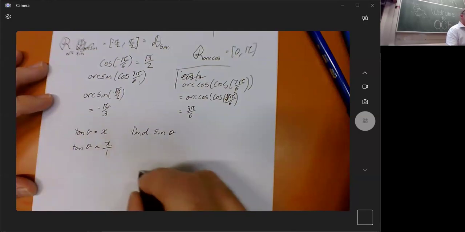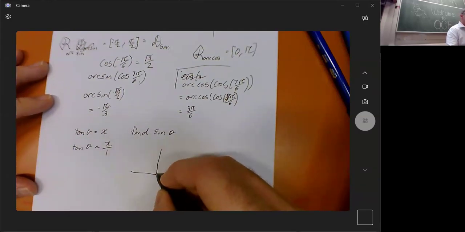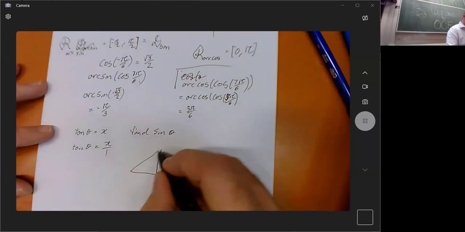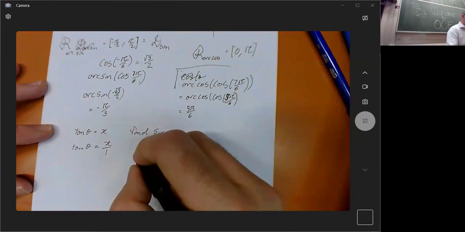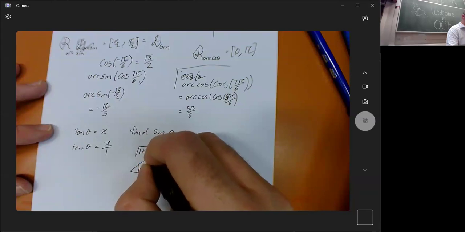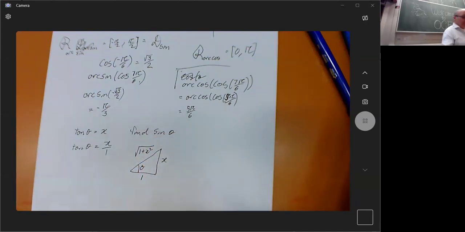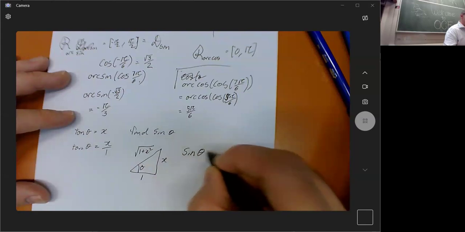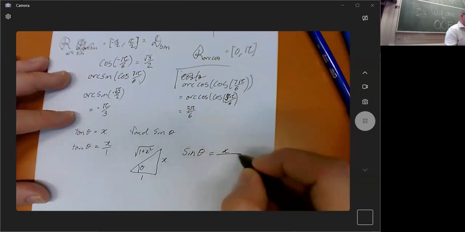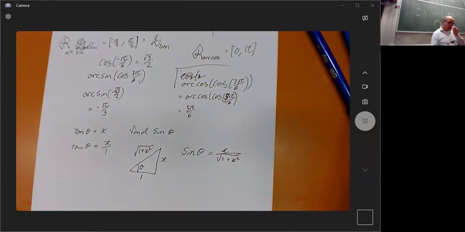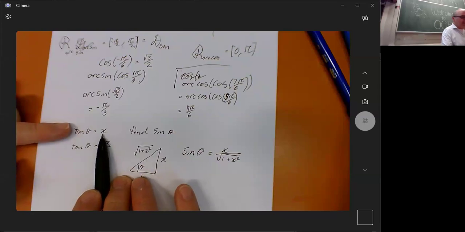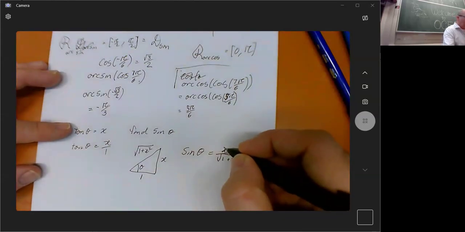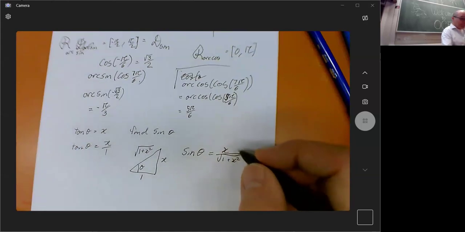Now, this means I can draw a triangle. Draw a right angle triangle. I'm going to put in my theta. Opposite is x, adjacent is 1. The hypotenuse is square root of 1 plus x squared. Sine theta is equal to x on square root of 1 plus x squared. So I can get an expression that will work for any value of x here.